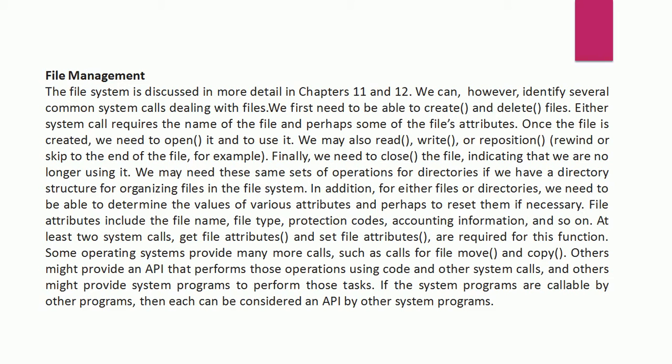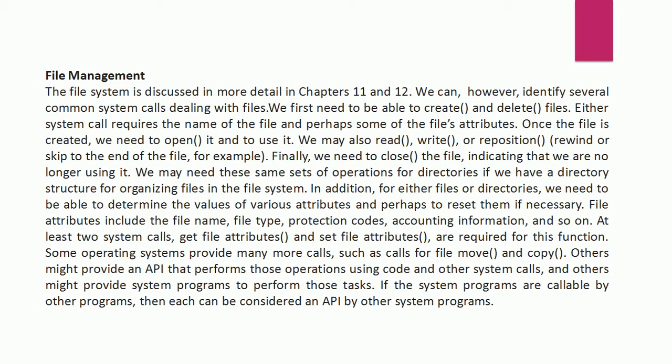We see what a system call is and different examples of system calls. In process control, we saw some system calls, and this is another: file management. We will see it in detail in chapters 11 and 12, that is the file system. We have to see here several common system calls available with files. One is to create and delete files, that is the create system call and the delete system call. Either system call requires the name of the file or some of the file's attributes.